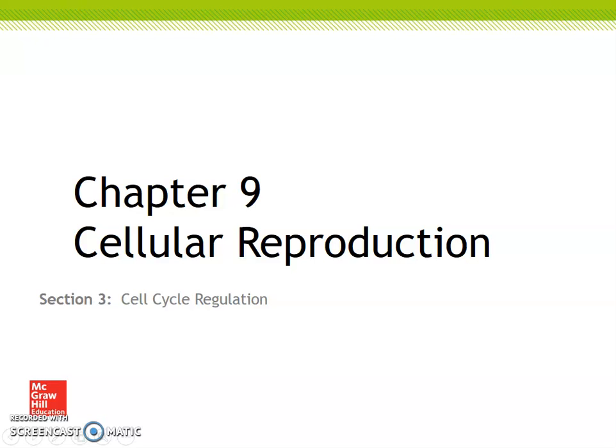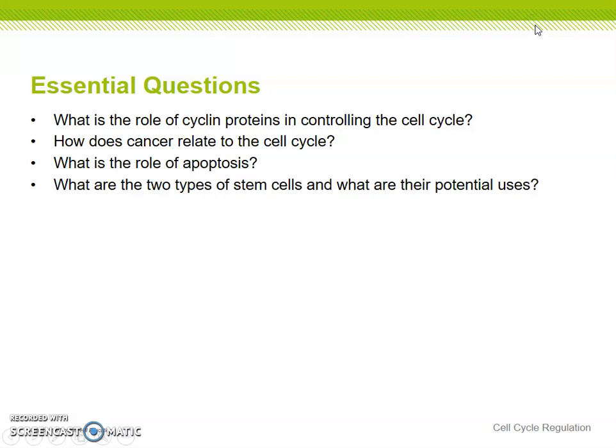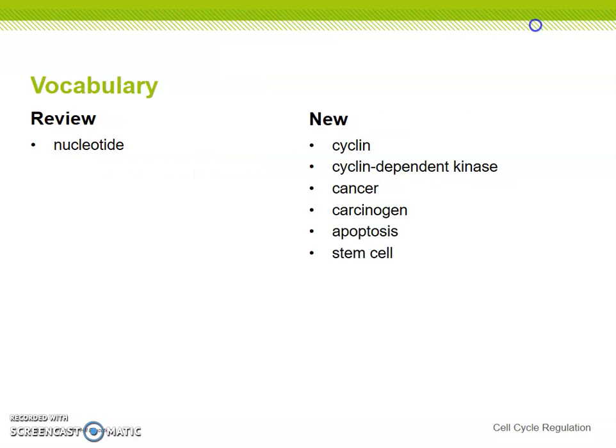Hi guys, let's talk about how the cell cycle is regulated. The essential questions: what is the role of cyclin proteins in controlling the cell cycle? How does cancer relate to the cell cycle? What is the role of apoptosis? And what are the two types of stem cells and what are their potential uses?